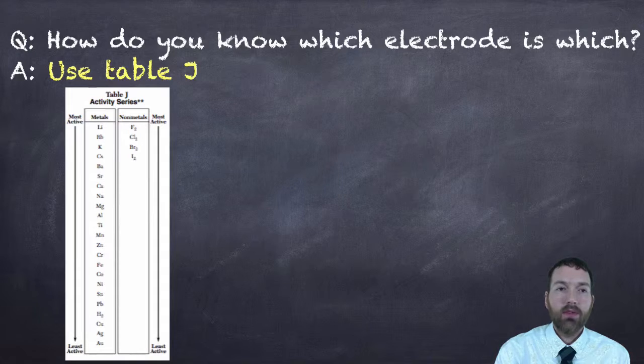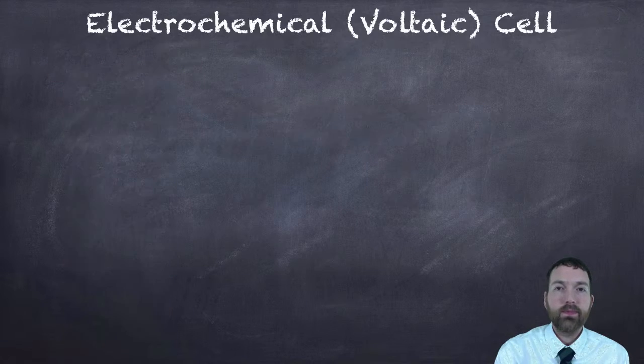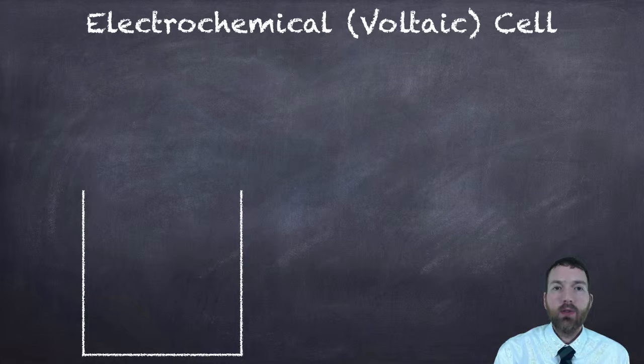Electrodes are always metals, so we're just looking at the left-hand side of our chart here. And the anode is always going to be the more active metal according to Table J, which means it's going to be the one highest on the list. So as soon as you get an electrochemical cell, you look at your two metals that your electrodes are made out of, you go to Table J, and the highest one is your anode that you label negative, and you write oxidation happens there.